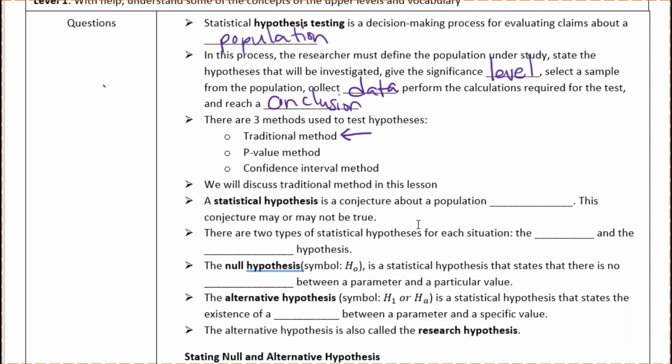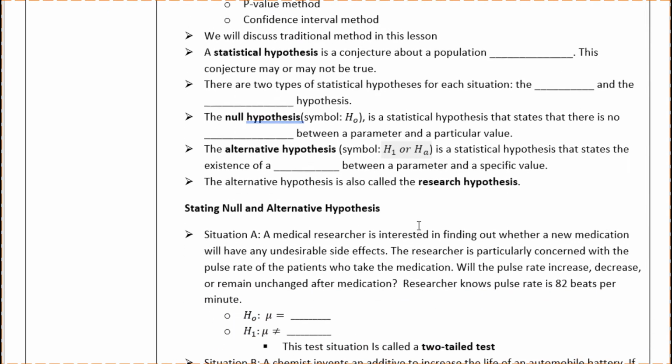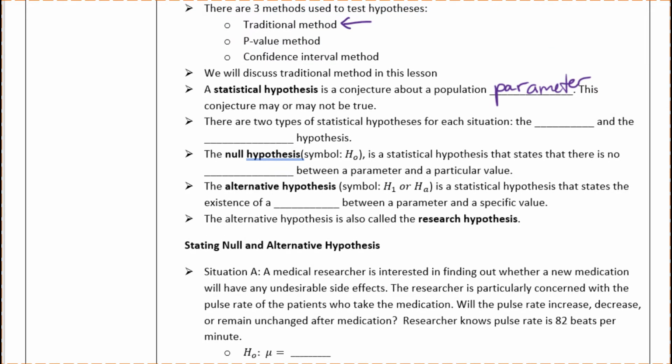Okay, so we will discuss the traditional method, as we said. A statistical hypothesis is a conjecture about a population parameter. It's all about the parameter. Remember, the purpose of this branch of statistics is to study the parameter, study the population. How do we study the population? We take a sample and we calculate a statistic. That's what it's called when you calculate this from a sample: a statistic. When you calculate from a population, it's a parameter.